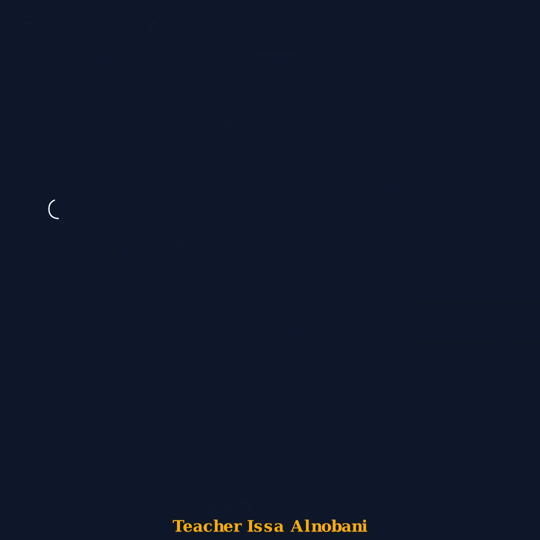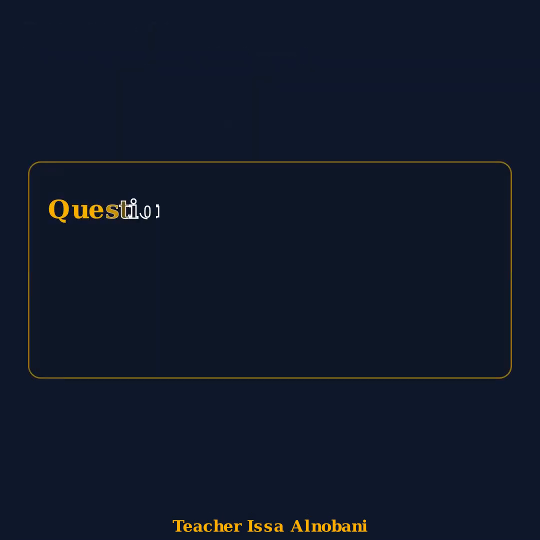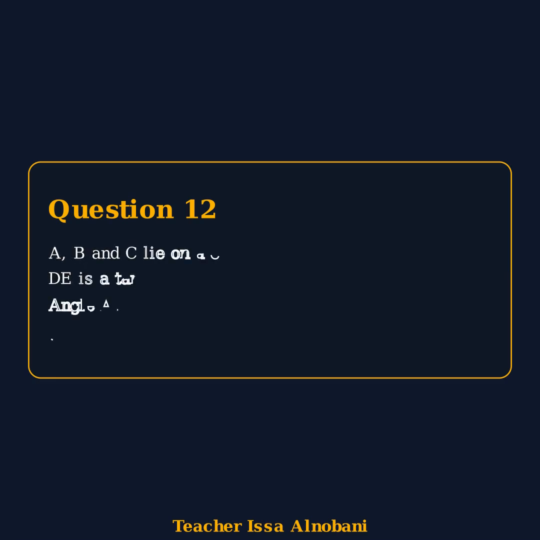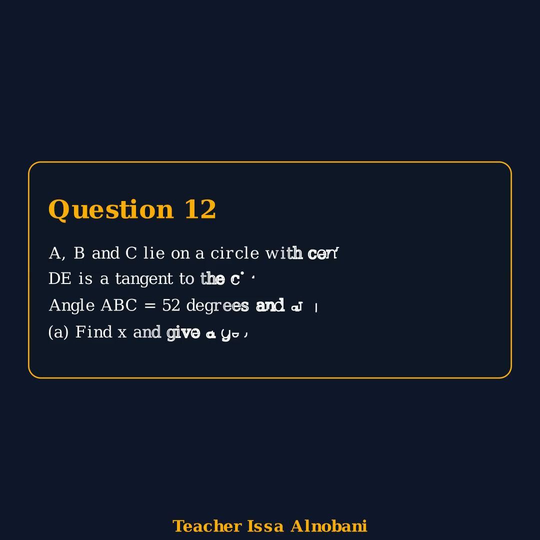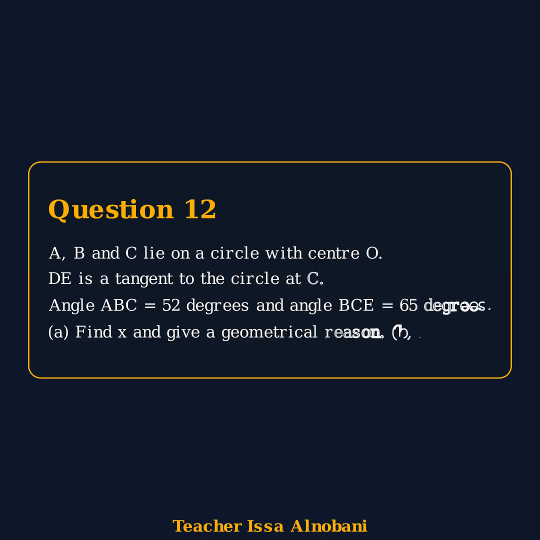Question 12. A, B, and C lie on a circle with center O. DE is a tangent to the circle at C. Angle ABC is 52 degrees and angle BCE is 65 degrees. Find x, giving a geometrical reason, and then find y.